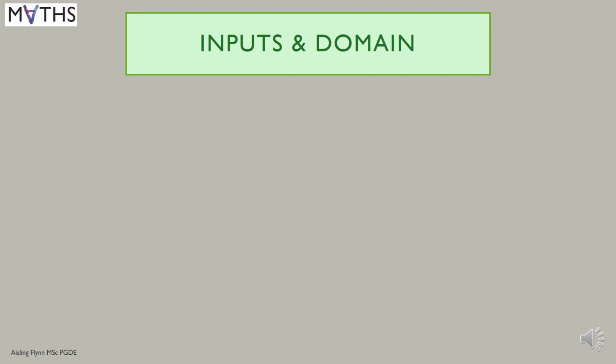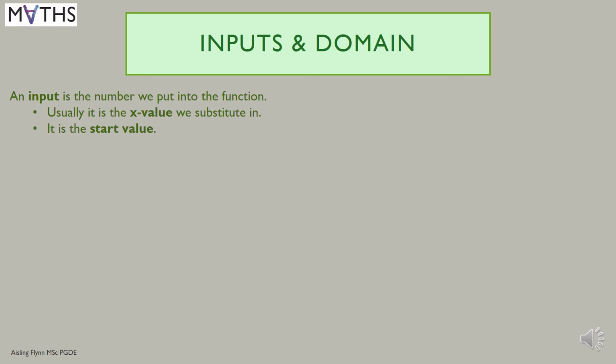So inputs and domain. An input is the number we put into the function. So for the electrician it was 2 for 2 hours or 3 for 3 hours. Usually it is the x value that we substitute in. It is the start value of our process, and the domain is the set of inputs for which a function is defined. We'll see what that means in a minute.